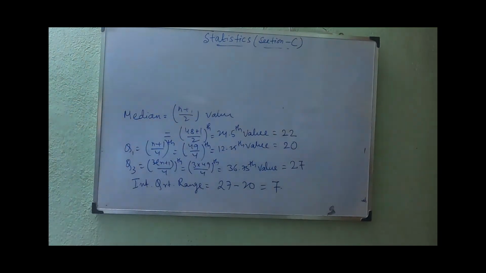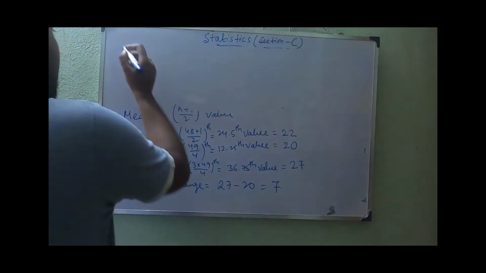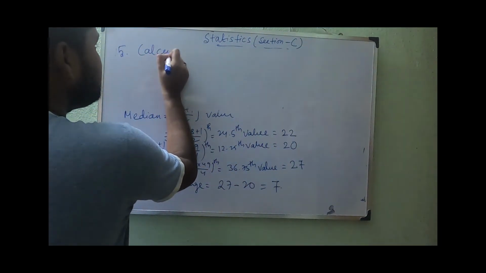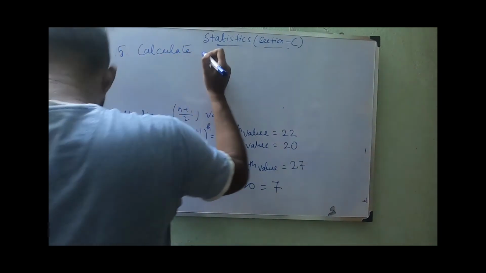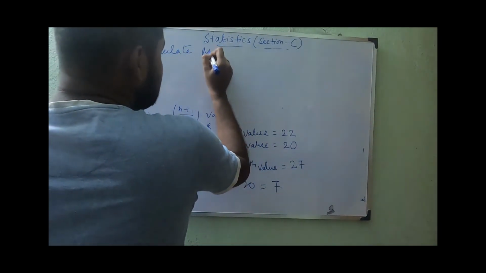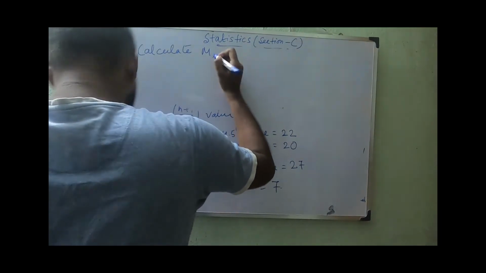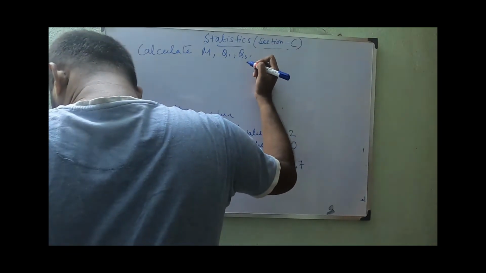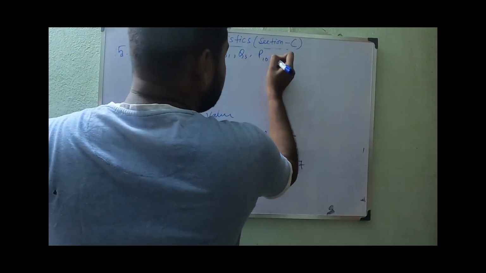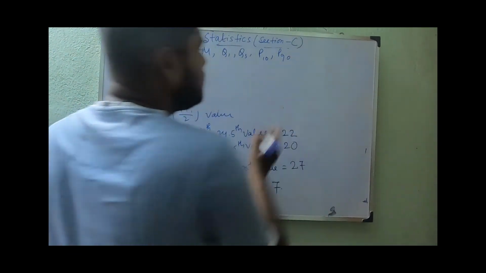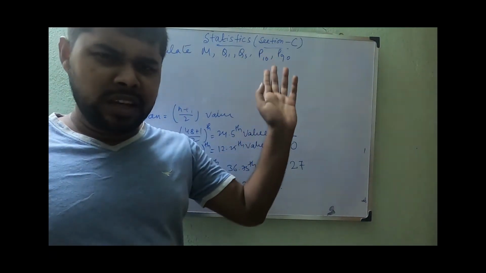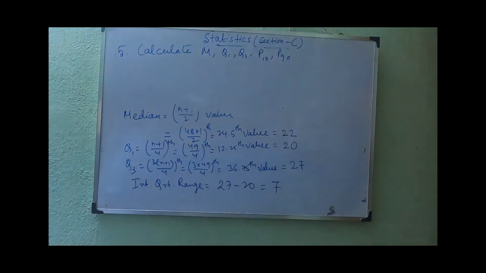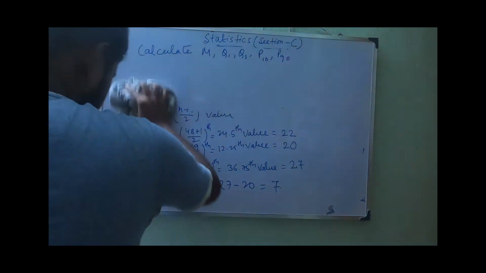Question number 5. Here I am given grouped data and I am asked to calculate the median, Q1, Q3, P10, P90. Now there are percentile calculations as well, so I'll just show you one of the percentile calculations, the other will be similarly the same.